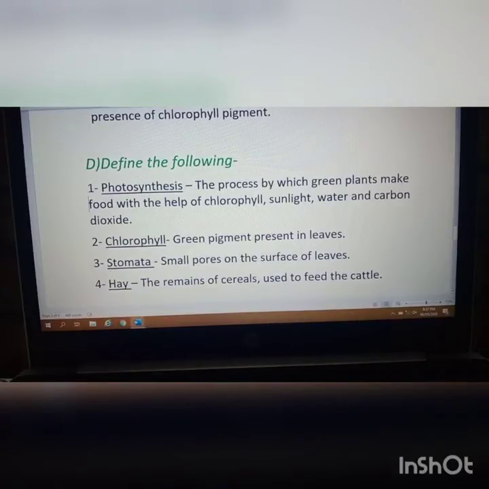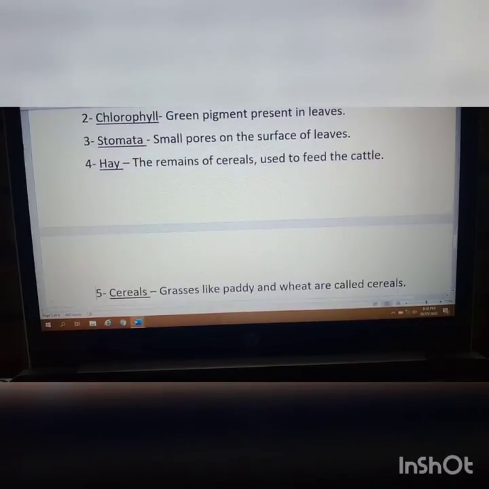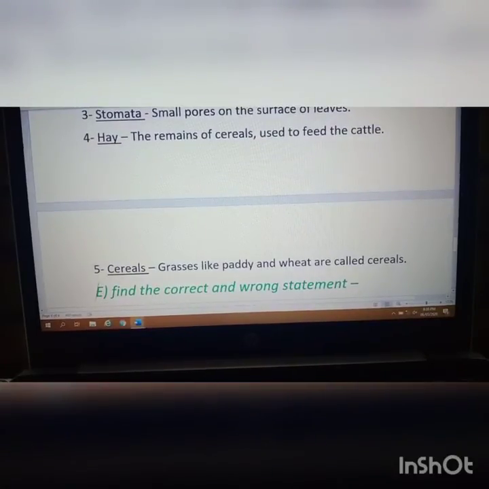Third one is stomata. Small pores on the surface of leaves are called stomata, and through stomata the carbon dioxide gas goes in the leaves, or you can say inside the plants, and oxygen gas goes outside the plant. Next one is hay. Hay is the remains of cereals that is used to feed the cattle. So whenever the crops are cut down and harvested, all the grains are removed, then the leftover part, or you can say the remaining part, is called hay, and this hay is used to feed the cattle. Cattle means cow, buffalo, ox. Okay.